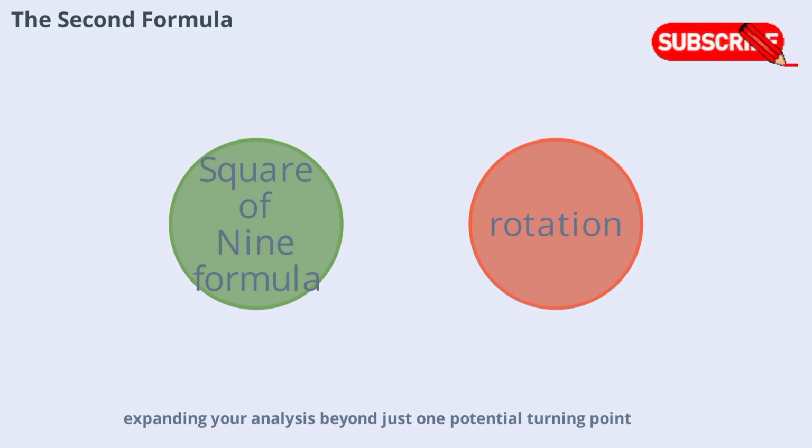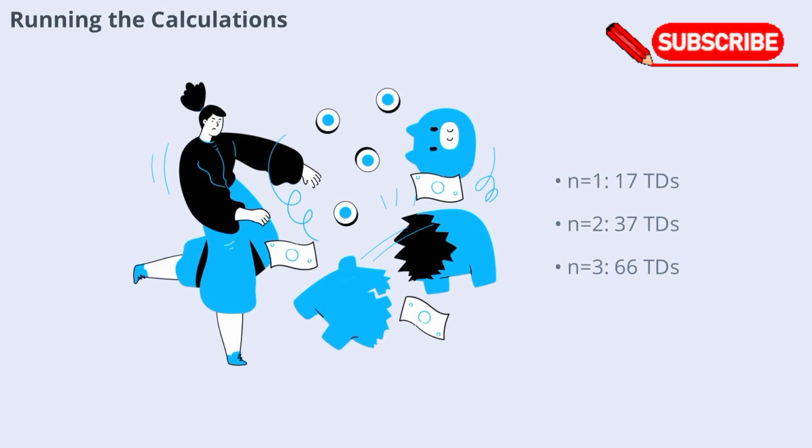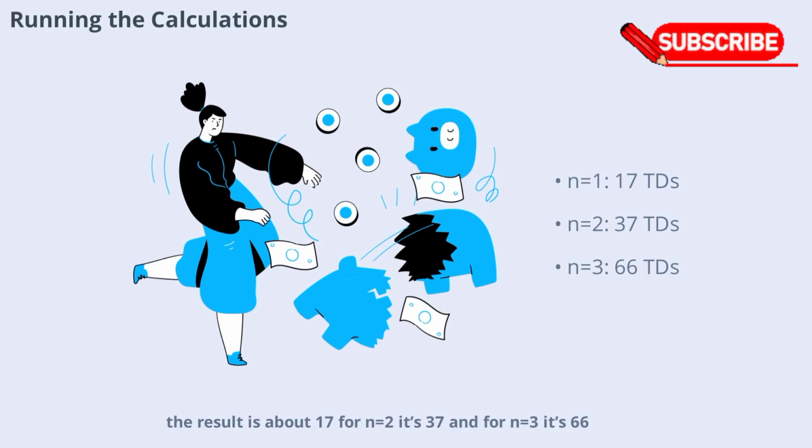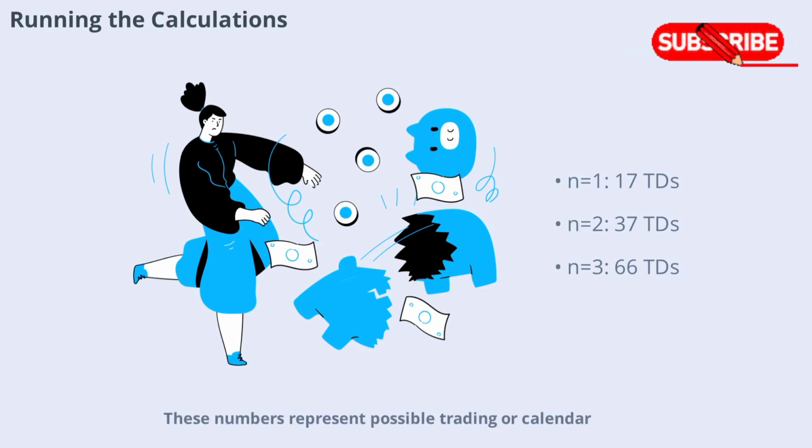potential turning point. Let's run through the calculations using the angle of 161.75 degrees. For n equals 1, the result is about 17. For n equals 2, it's 37, and for n equals 3, it's 66. These numbers represent possible trading or calendar day counts where a trend change might occur. By checking these points on the chart, traders can look for signs of a reversal or continuation in the trend.